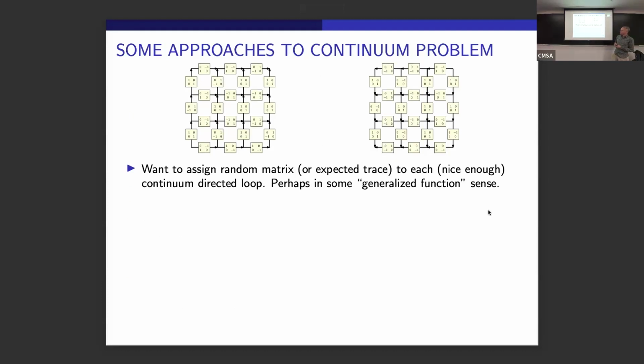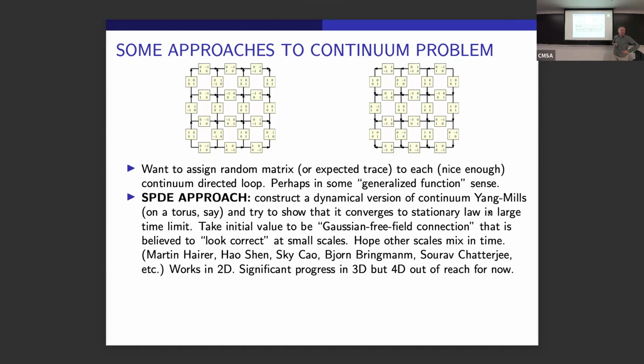Okay, so there are different approaches to trying to attack this continuum model. You want to assign an expected trace to each nice enough continuum directed loop. Maybe there's going to be some generalized function sense where you make sense of this. There are different approaches people have taken to go about this. The one is the SPDE approach. You try to construct a dynamical version of this Yang-Mills process. Maybe on a torus, you take the initial value to be what we call a Gaussian free field connection, a simple Gaussian field.